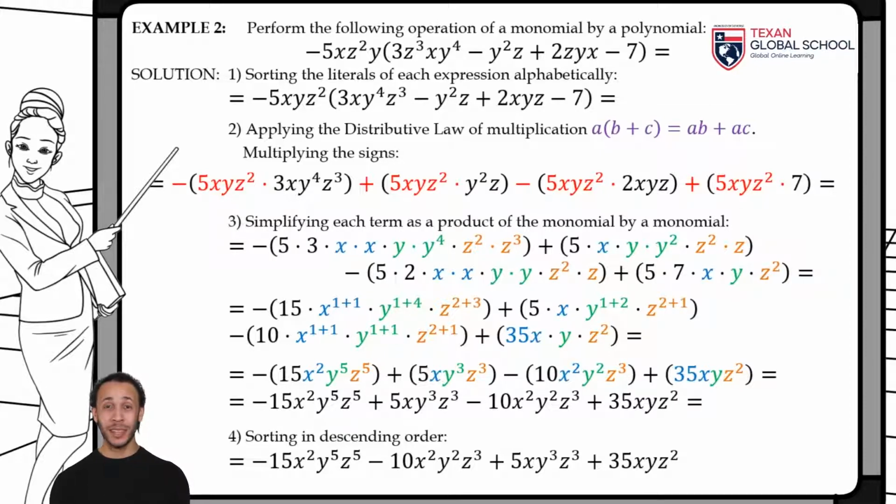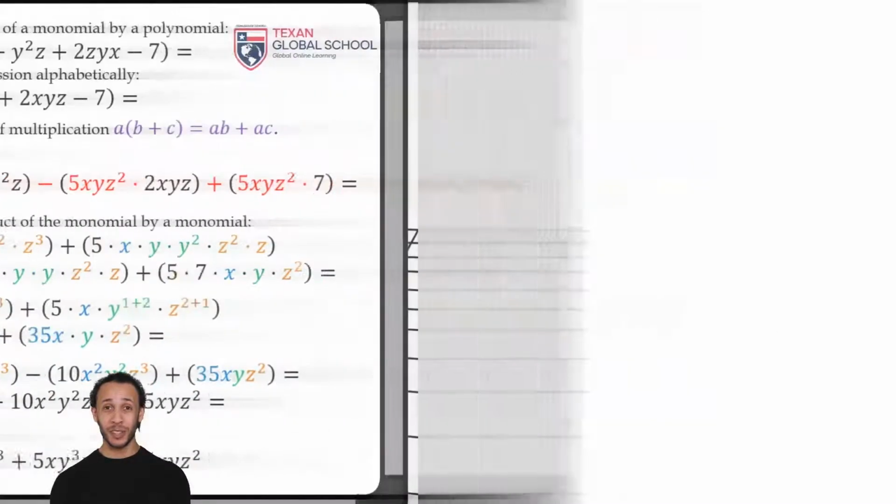We then simplify each term as a product of a monomial by a monomial using the laws of exponents, thus obtaining minus 15x squared y to the 5th power z to the 5th, plus 5x y cubed z cubed, minus 10x squared y squared z cubed, plus 35x y z squared. We can see that the result has positive exponents, but we have to sort it in descending order as shown.